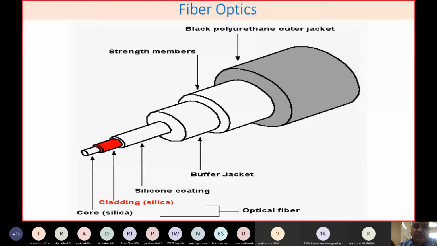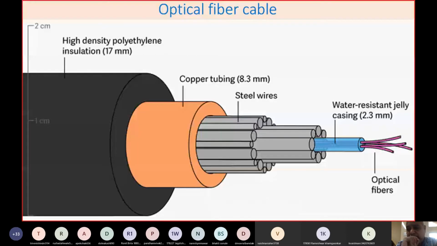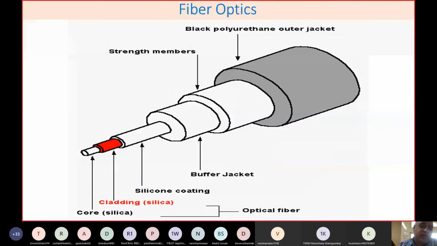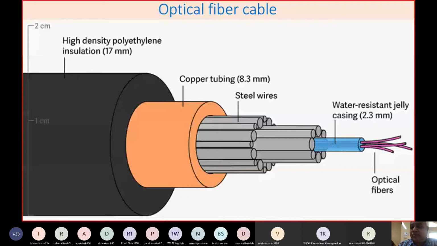So this is another way of representing the same thing, exactly the same sort of connection. Only here, instead of a single mode fiber, now if you see, there are multi-mode fibers here.